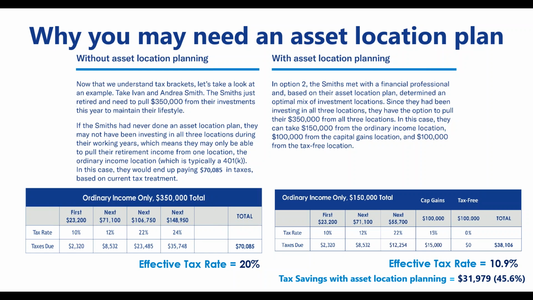So if they need 350, if we apply today's marginal tax rates to it, the first 23 is at 10, then 71 at 12, then 106 at 22, so on and so forth. Their effective tax yield is about 20%. So on $350, they're going to pay $70 in taxes, net $280, roughly.